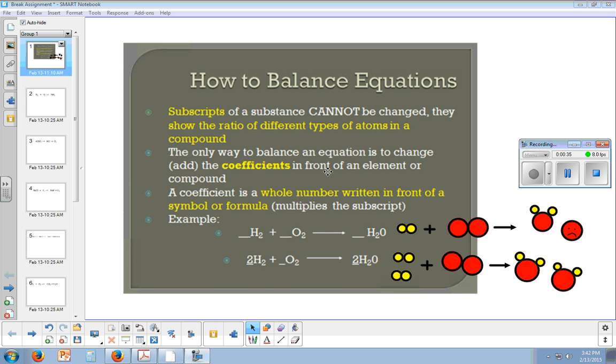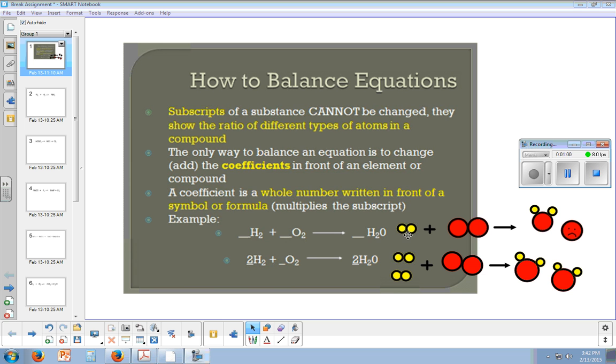They may be changed in how they are arranged. So bonds are going to break and new ones will form, but you still have to have the same number of atoms from reactants to products. So in order to do this, we cannot change the subscripts. Subscripts are these tiny little guys that tell us how many atoms are actually combined in a formula. We cannot change that because that's a specific ratio.